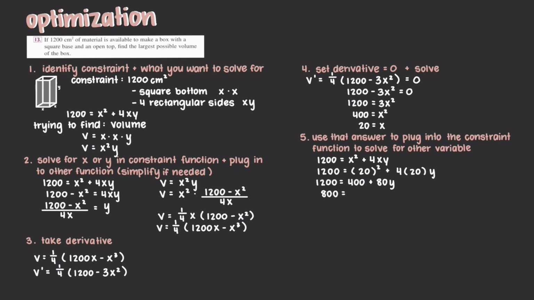So your last step is plug in the two values that we found, 20 is equal to x and 10 is equal to y, into what you're actually trying to solve for, which is what? I don't even remember. Find the largest possible volume of the box. Okay. Plug it in to the volume function, x squared times y. Okay, well x is 20, so 20 squared times y, 10. Solve it out. 400 times 10, 4,000 centimeters cubed.